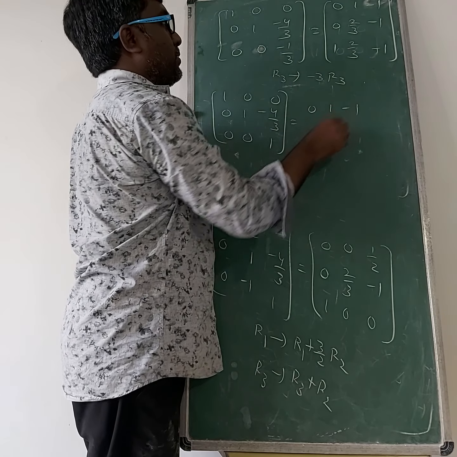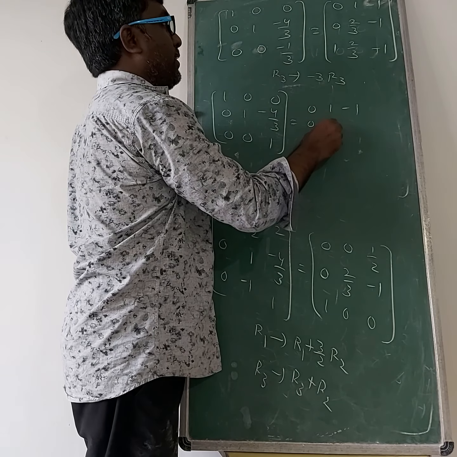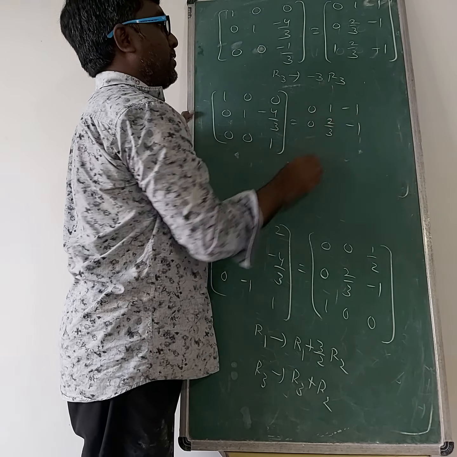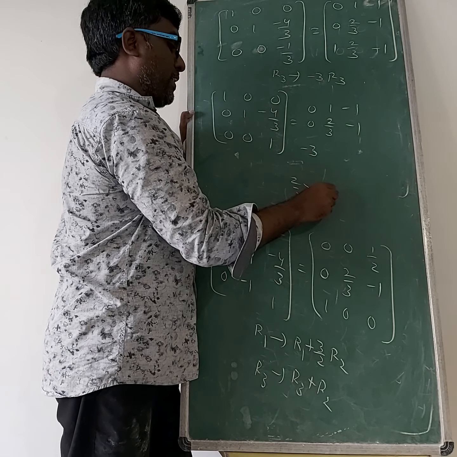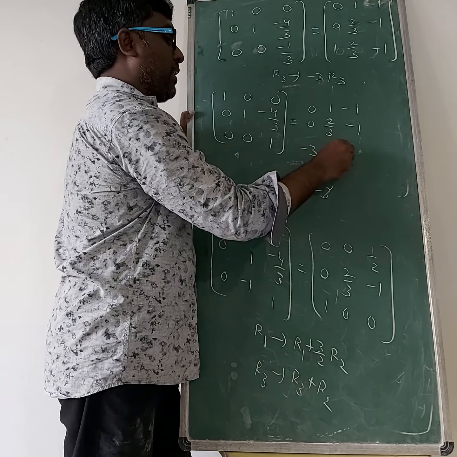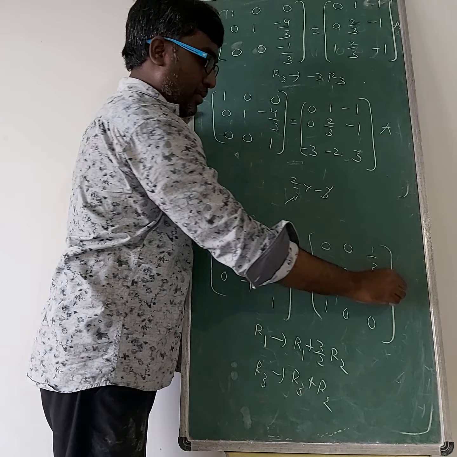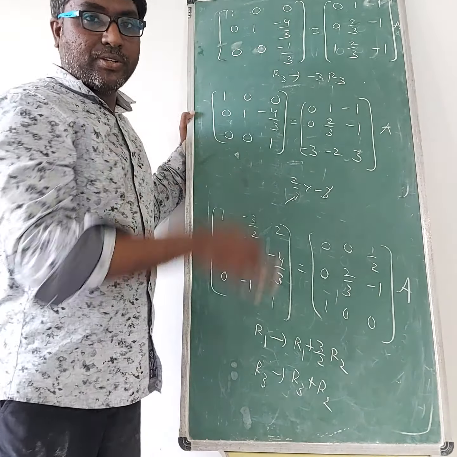0, 1 minus 1, 0, 2 by 3 minus 1. Now 1 into minus 3, minus 3. 2 by 3 into minus 3, 3 cancel, minus 2. Minus 3 into minus 1, 3.